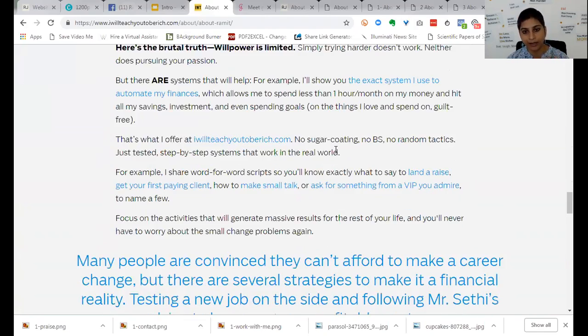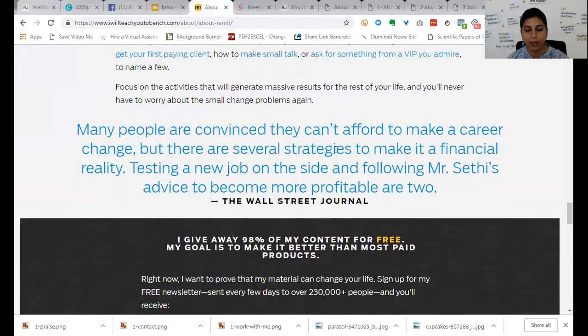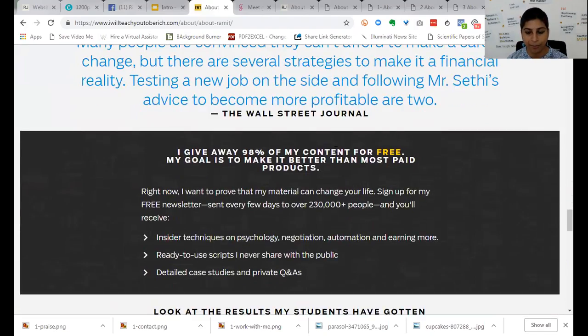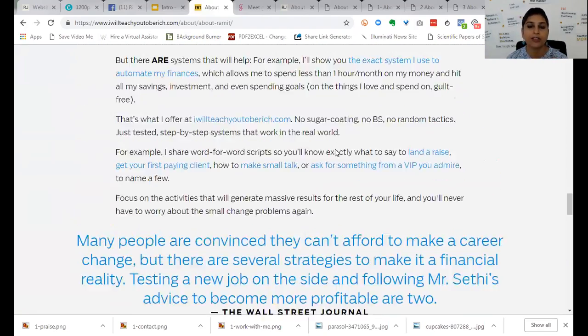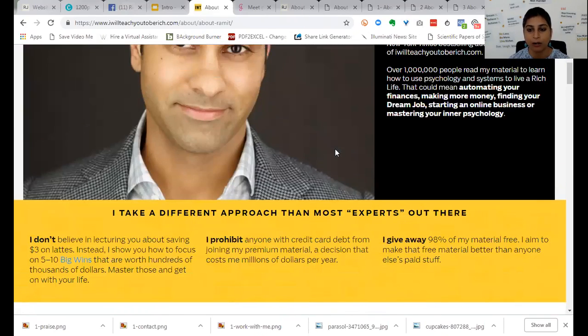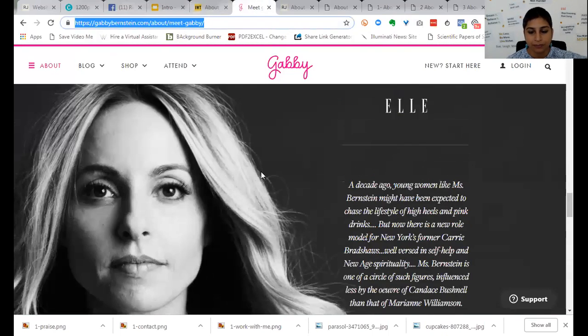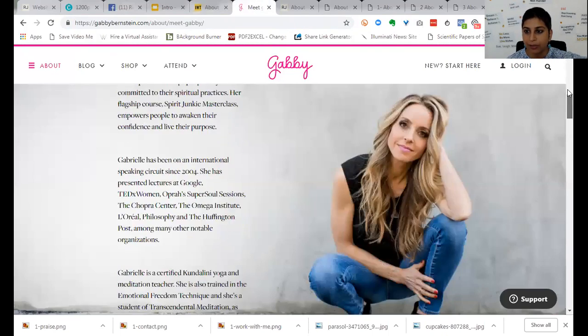Now, what I don't like here is that it's a big blob of text. There are no images, nothing to break it up. But you see how he's used, at the beginning, these power markers and layouts to effectively convey an idea. Now, in contrast is this about page for Gabby Bernstein.